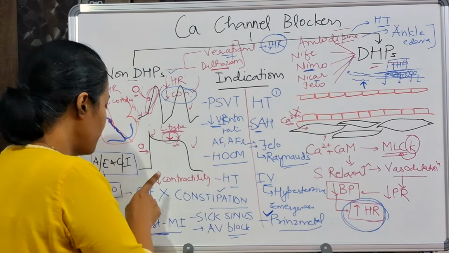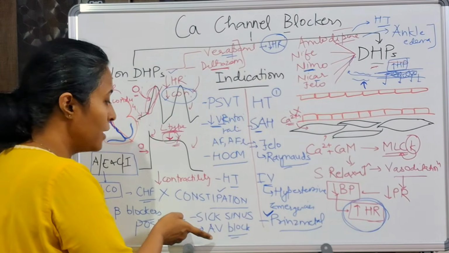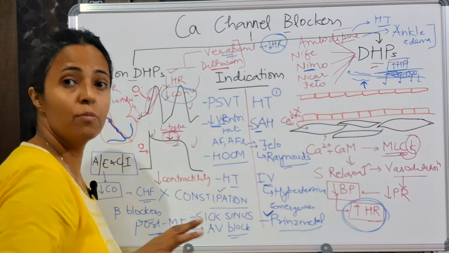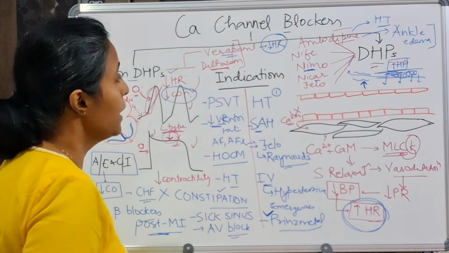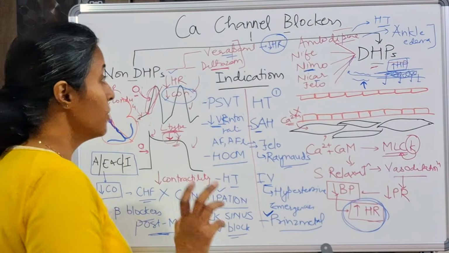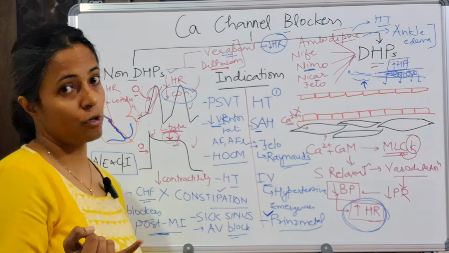Remember that they should not be used with beta blockers. They should not be used in sick sinus syndrome and in AV block. And they should also not be used post MI. Okay, then a very important thing, then when they should be used. So in angina they can be used if beta blockers are contraindicated.